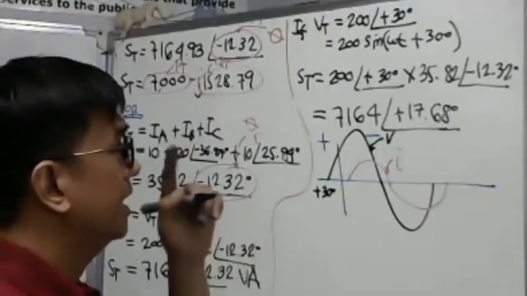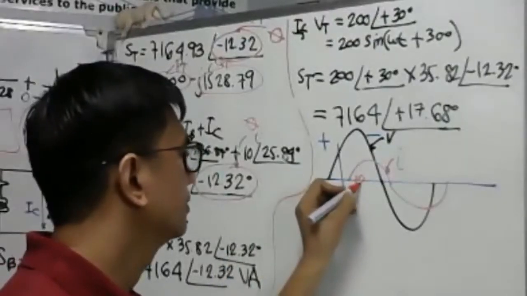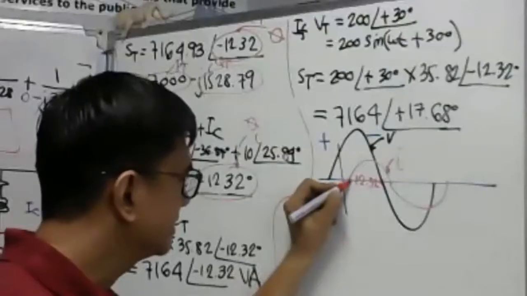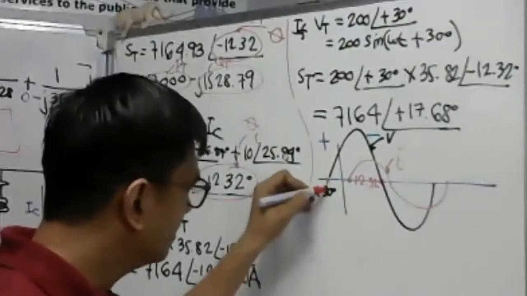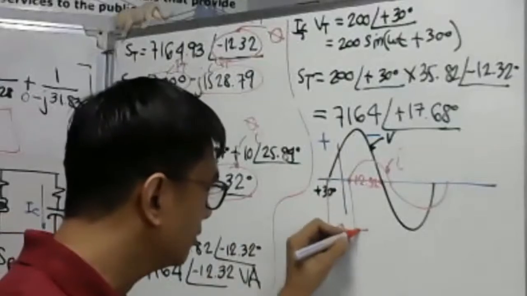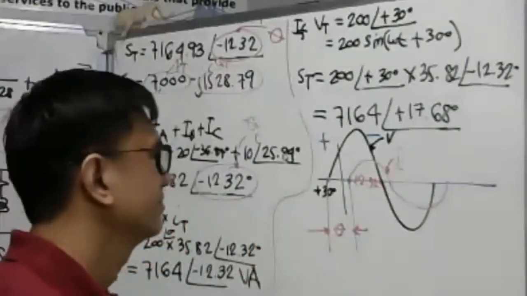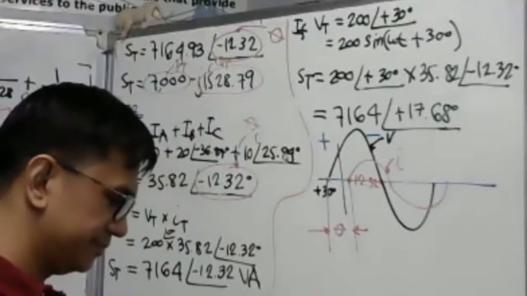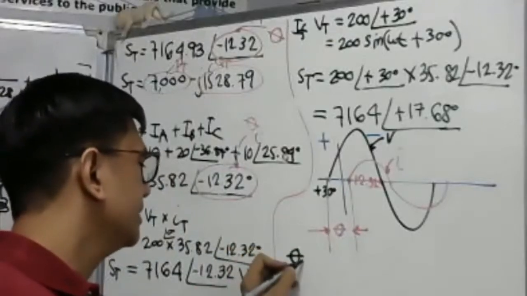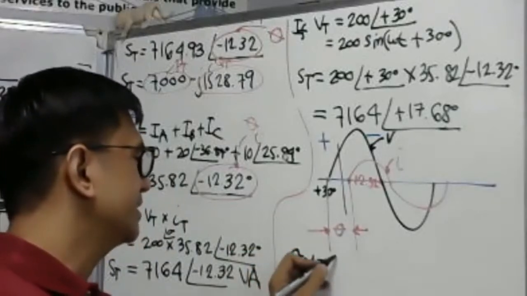But take note, this is negative 12.32. Our basis is the distance between the two starting points. This will be our theta. That should be our theta. Okay, take a look. What is our theta? Theta, phase difference. Ito yon, no? That is the theta leading.